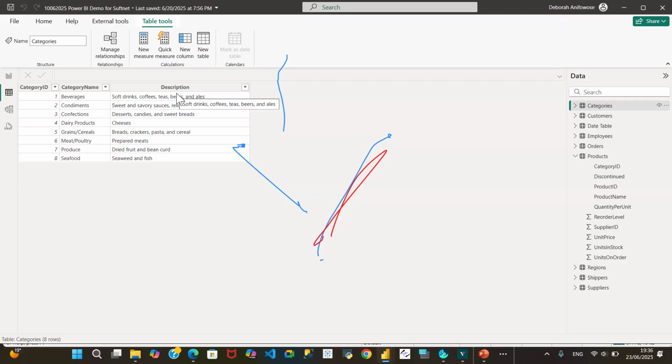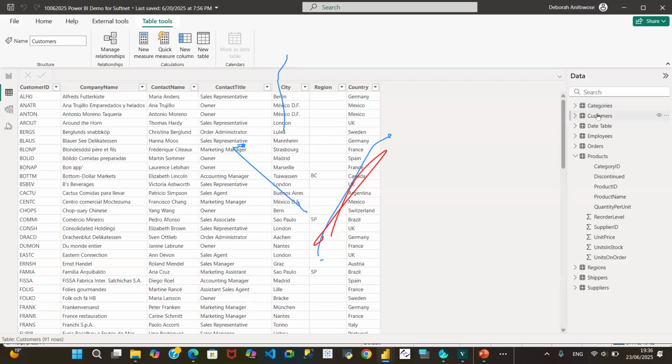Easy does it like that. Then I go into the customers table. We've got a few more. And I see customer ID. This is the company name, our contact person in that company, their title, the city that the company is in, the region, and the country.